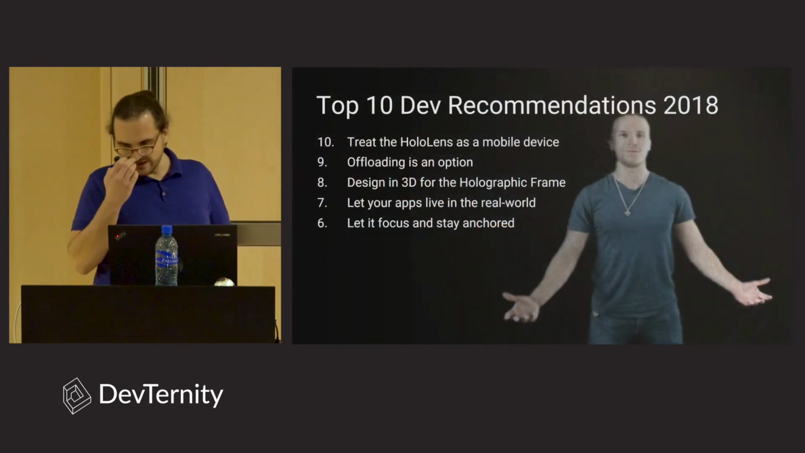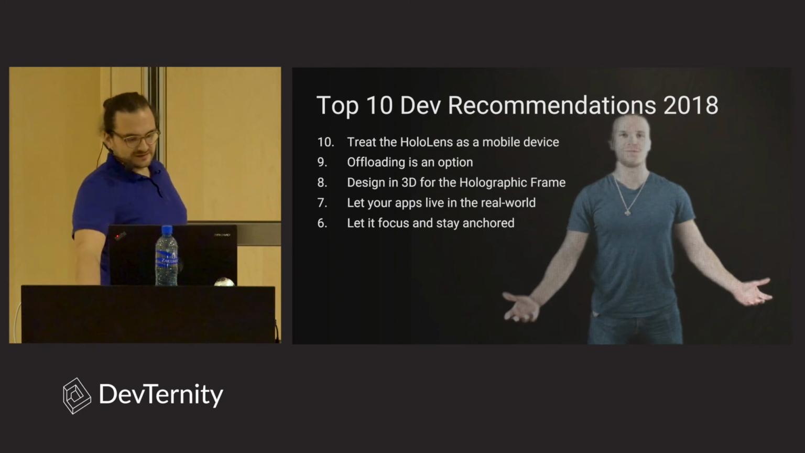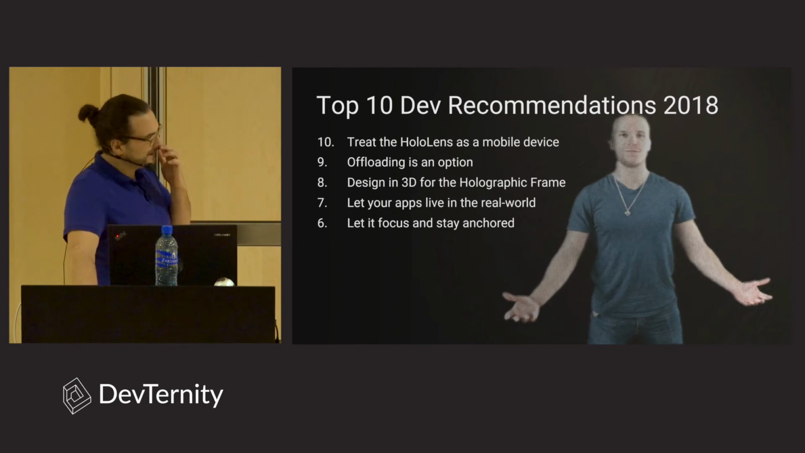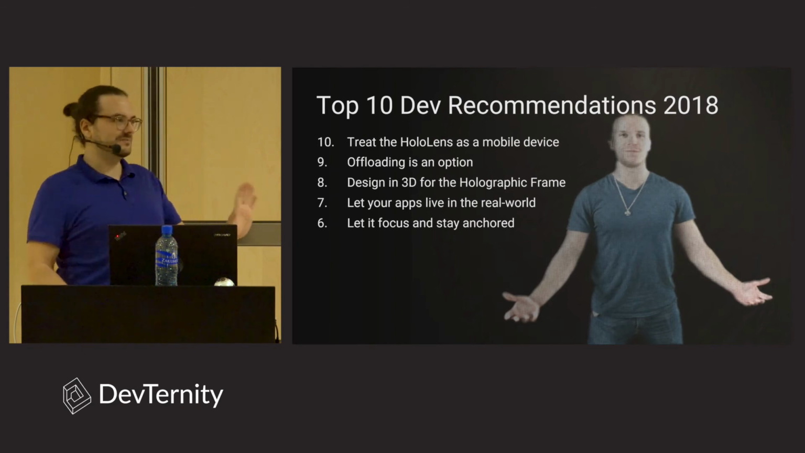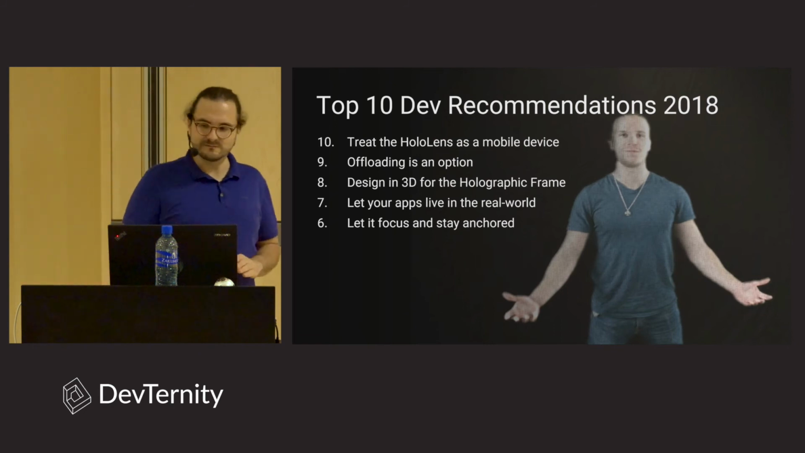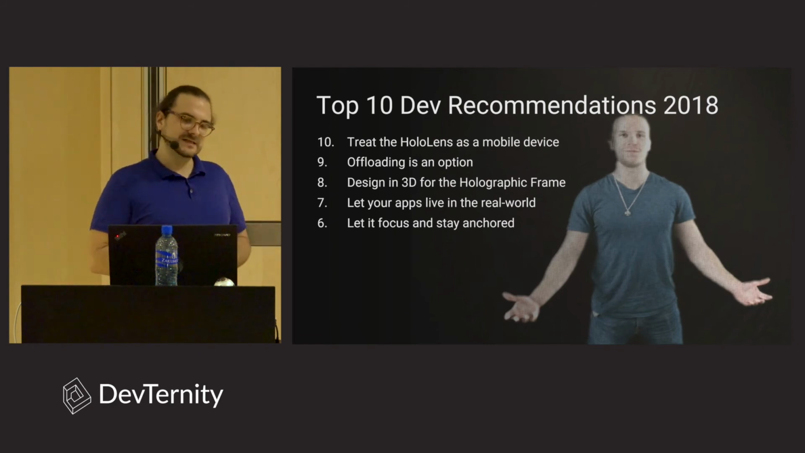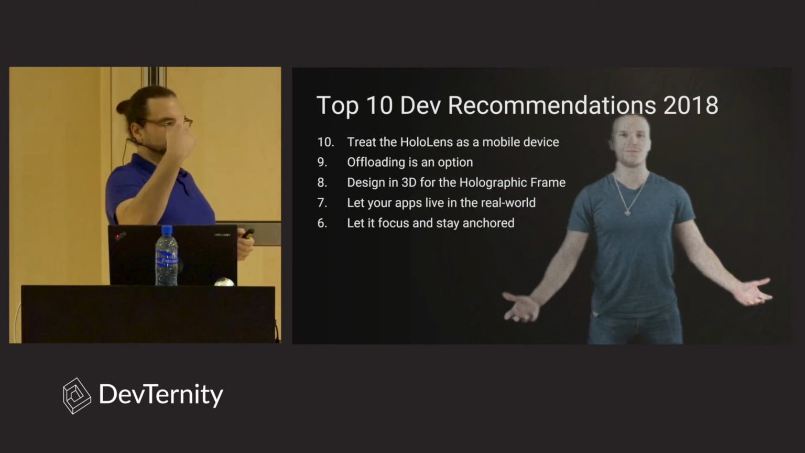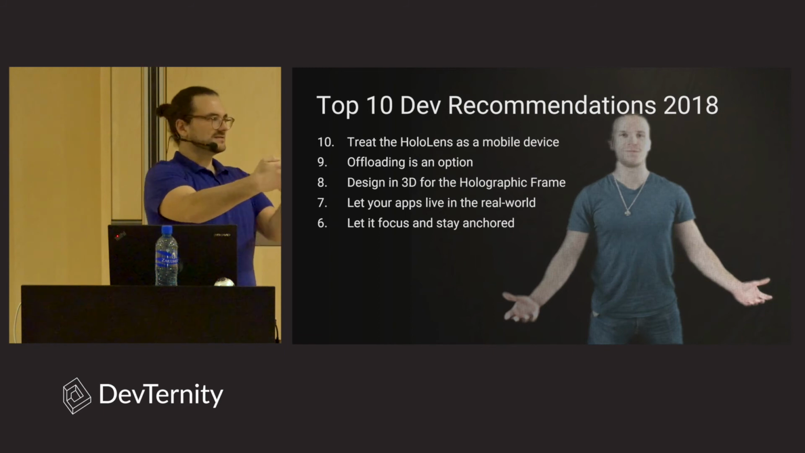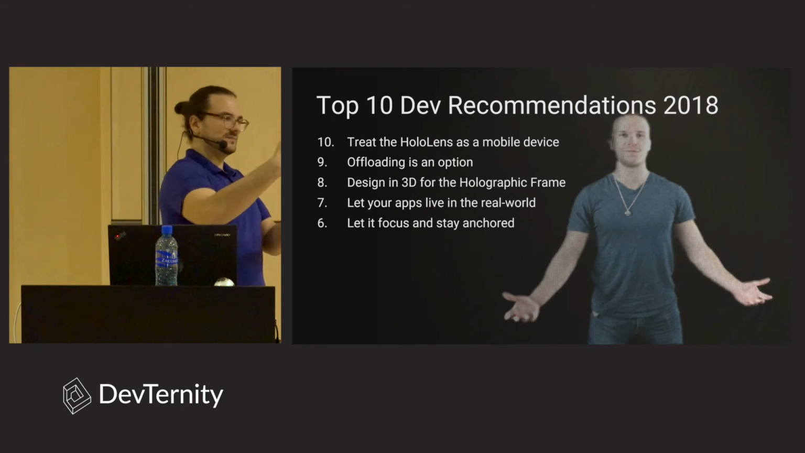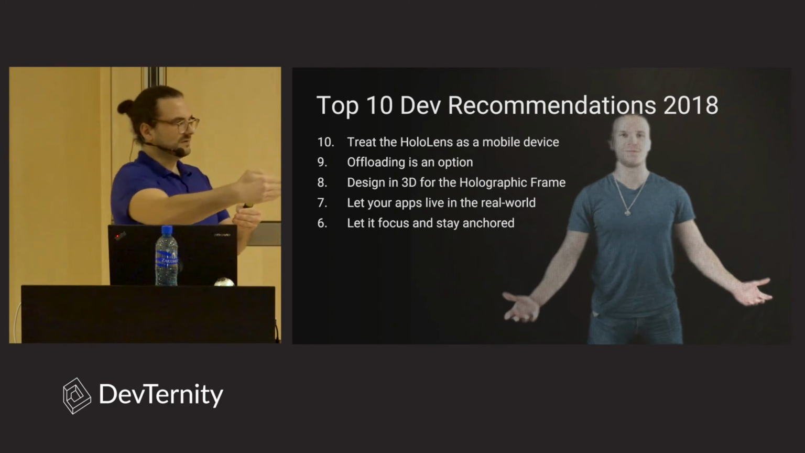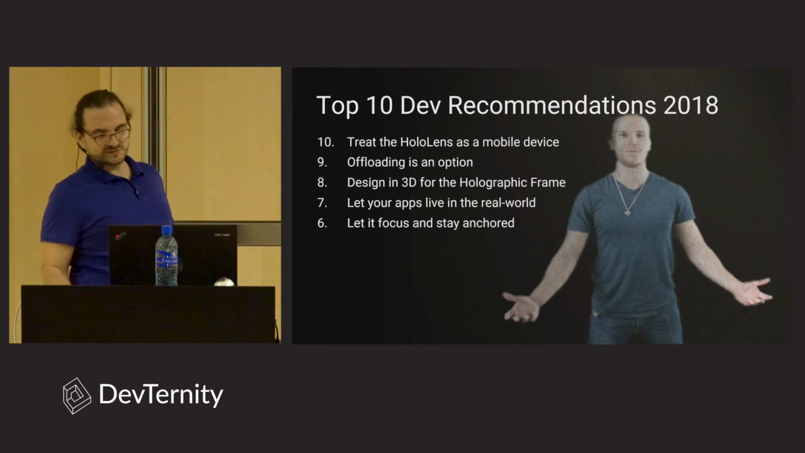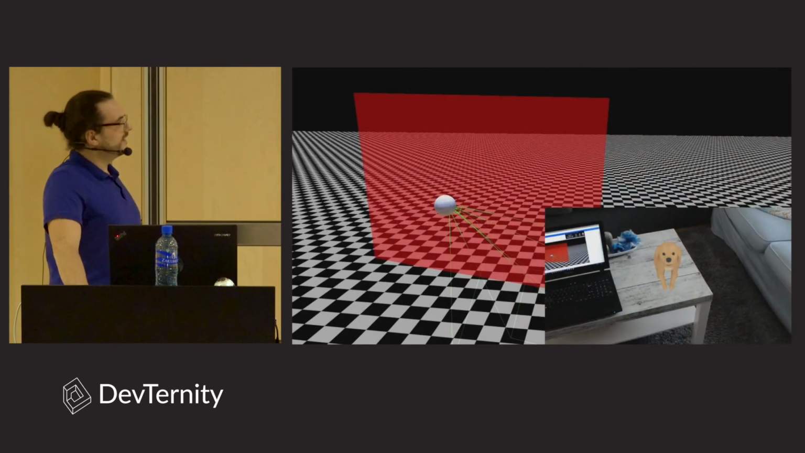Let it focus and stay anchored. So basically there are two APIs here, which are often overlooked by developers. The most important one is the stabilization plane. And that applies not just to the HoloLens, but pretty much any head-mounted device or augmented reality device. Basically there's a 3D plane, like a point and a normal. And every object that intersects with that plane is the most stable one. So basically this is where they optimize the rendering to be most stable. And what you want, of course, is to have your 3D objects aligning with that.